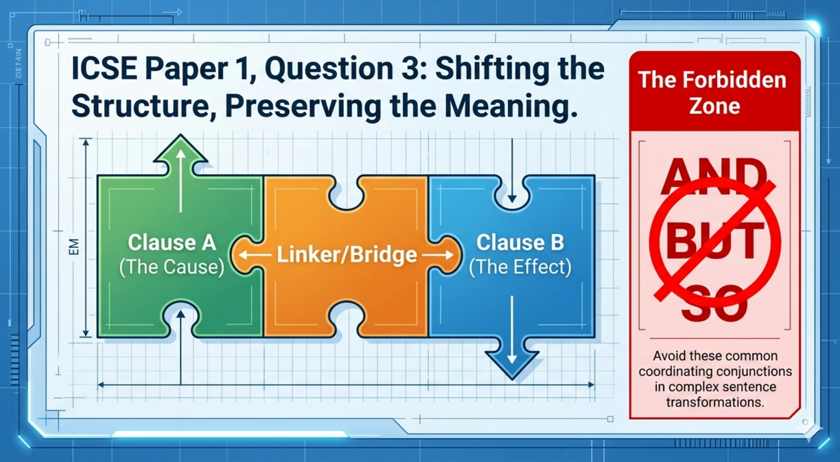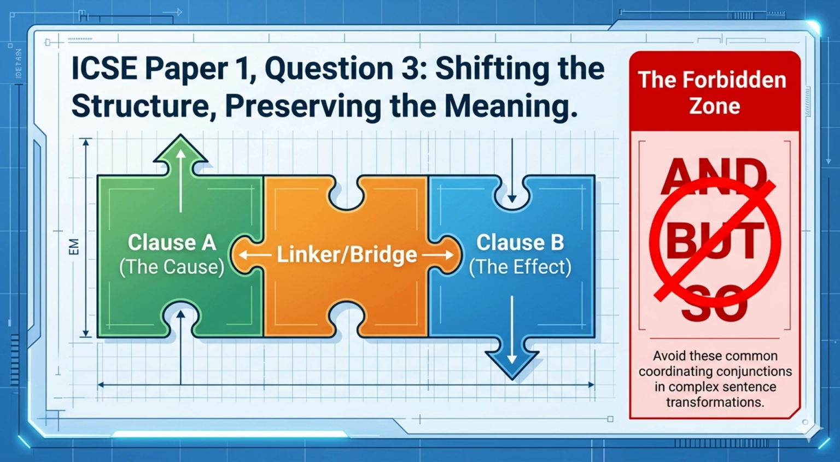ICSE English Paper 1 Question 3: Sentence Synthesis and Transformation. Goal: combine and reshape sentences flawlessly without changing their original meaning or using forbidden conjunctions like and, but, or so. The big picture: transforming a sentence is like rearranging a puzzle. The pieces look different, but the final picture remains exactly the same.